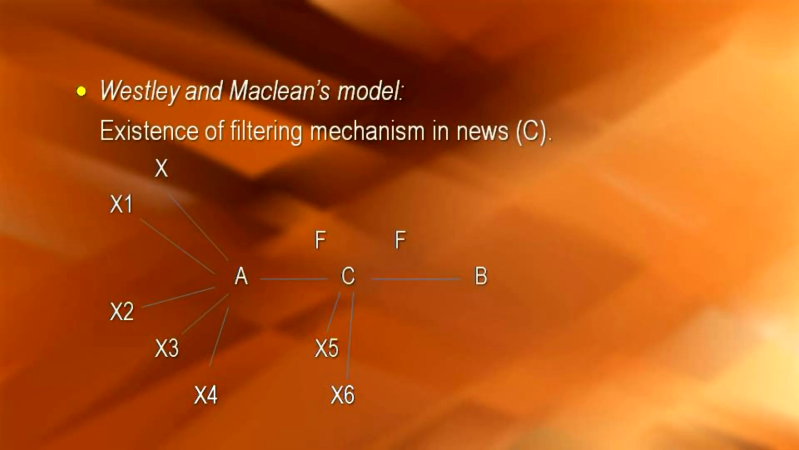The next model is Westley and MacLean's model, which talks about the existence of a filtering mechanism in news. Like when I was talking about George Gerbner's model also, I said that many things are happening around us all the time. Out of these many things, media picks those for which it has confirmed sources of the content, of visuals, of the facts that have happened, and which suit its policies. So out of, say, 100 events that have happened, only 50 get selected by a certain media house to be presented to the audiences.